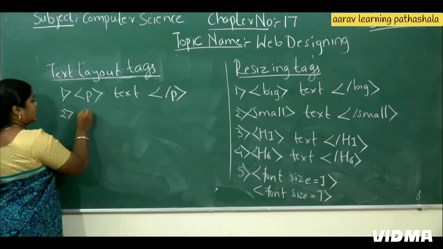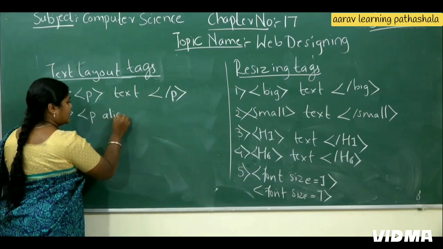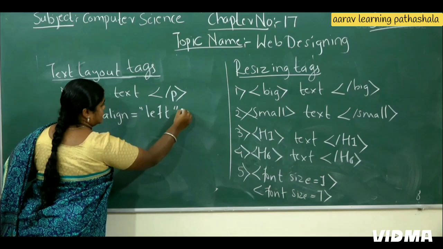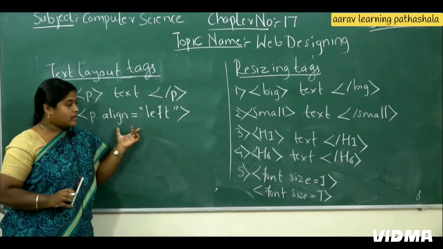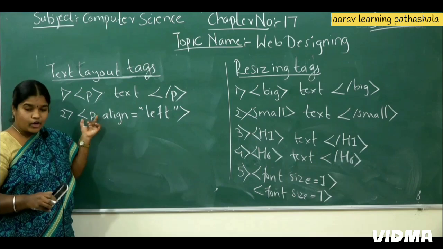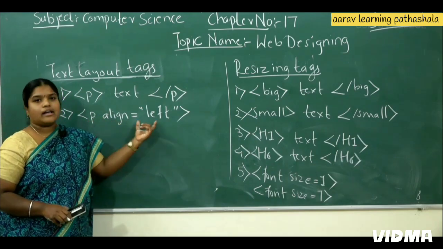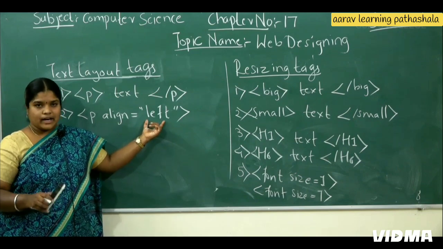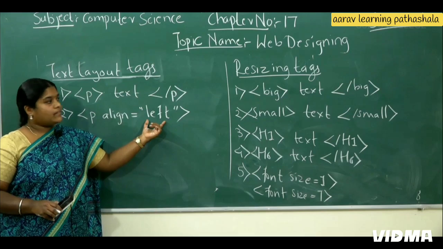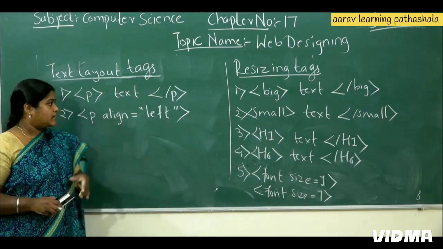Next we are going to study P, that is the same paragraph tag, with align is equal to left. Now observe the difference here. P is the tag for paragraph. Along with paragraph we have used the attribute align. Here alignment is equal to left. That means the text within the paragraph will be left justified. That means the text in the paragraph will appear on the left side.